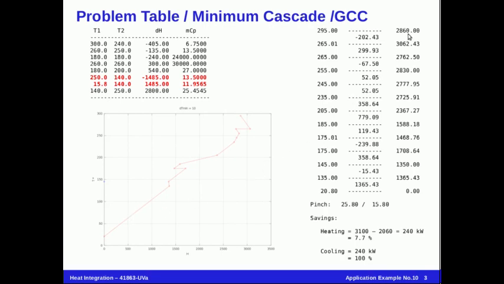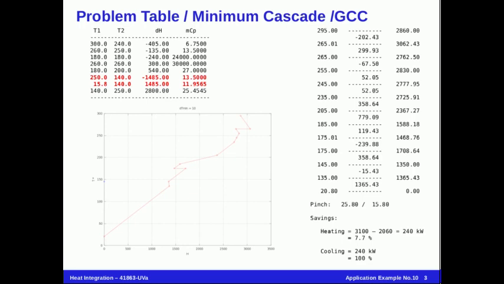You see 2860 at minimum heating and nothing, zero, at minimum cooling. This is a threshold problem, needing just heating, no cooling. This is using in excess 240 kilowatts, that is a 7.7% excess in heating, and the whole 240 kilowatts of cooling, that is 100% excess.